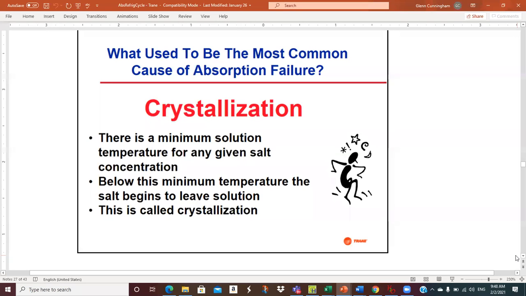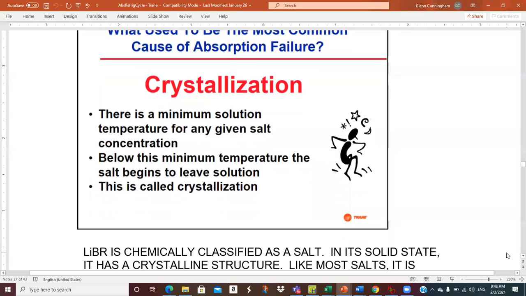But anyway, on the slide, there's a minimum solution temperature for any given salt concentration. Below that minimum temperature, salt begins to leave the solution, which leaves just big chunks of salt laying around.